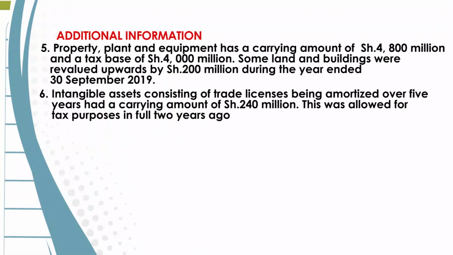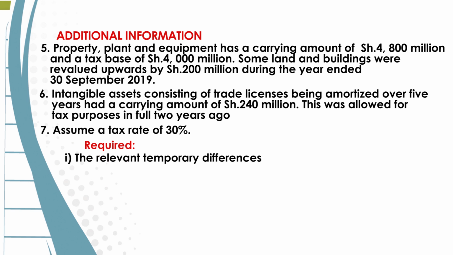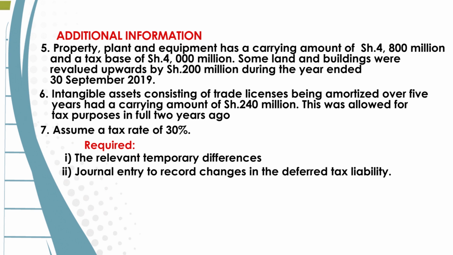Number 6, intangible asset consisting of trade licenses being amortized over 5 years had a carrying amount of shillings 240 million. This was allowed for tax purposes in full 2 years ago. Number 7, you're told to assume a tax rate of 30%. So what are we required to do? Roman 1, we are required to compute the relevant temporary differences. And Roman 2, we are required to make the journal entries to record the changes in the deferred tax liability.